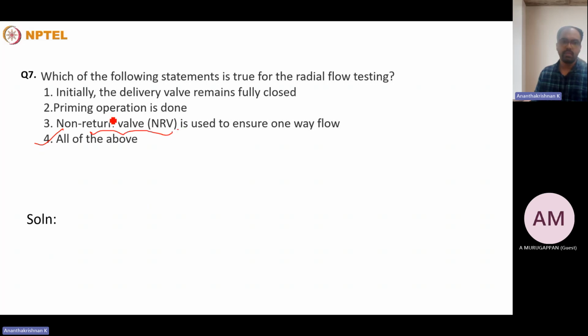And then there is the priming operation, and this will be the sequence. Initially, the delivery valve will be closed, then priming will be done. Then once the pump is operational, the non-return valve comes into the picture, which will allow flow only in one direction, from the pump to the delivery side, not from the delivery side to the pump side. And that's why all the options are right.